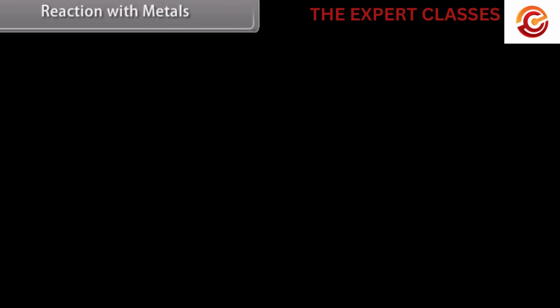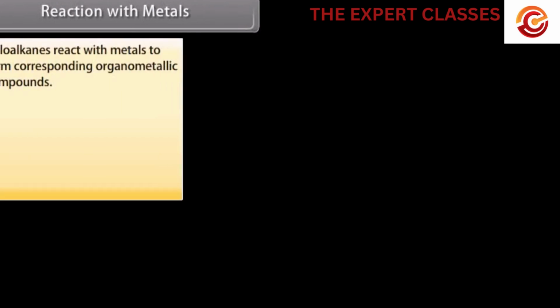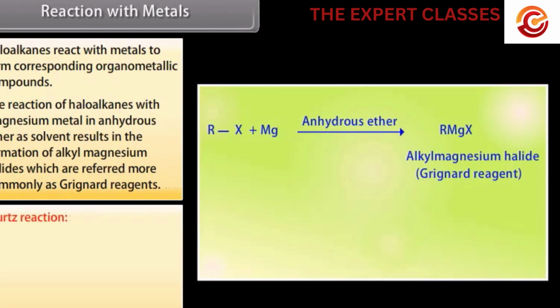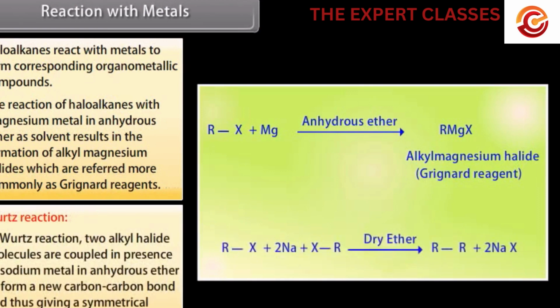Reaction with metals. Haloalkanes react with metals to form corresponding organometallic compounds. The reaction of haloalkanes with magnesium metal in anhydrous ether as solvent results in the formation of alkyl magnesium halides, which are referred more commonly as Grignard reagents. Wurtz reaction. In Wurtz reaction, two alkyl halide molecules are coupled in presence of sodium metal in anhydrous ether to form a new carbon-carbon bond and thus giving a symmetrical alkane.